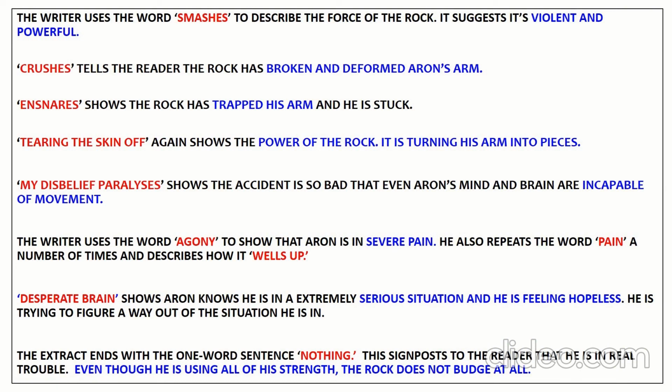So pick a quote out, whatever the question is. Say if the question was, how does the writer make the extract tense? Pick 7 or 8 quotes out that make it really tense, that the writer didn't have to use but used on purpose to make it more tense, and just say why they've been used. Okay, hope that's been useful for you.